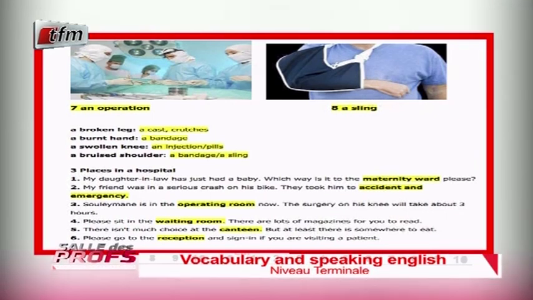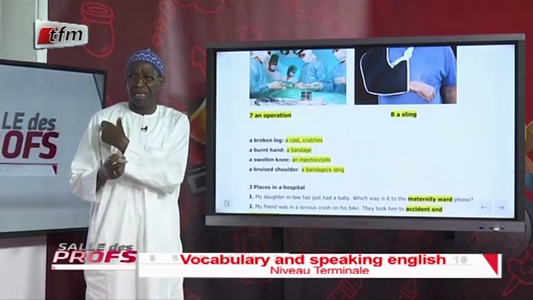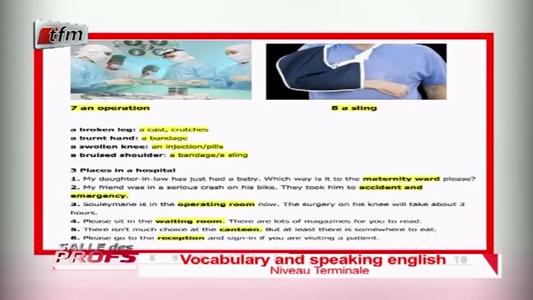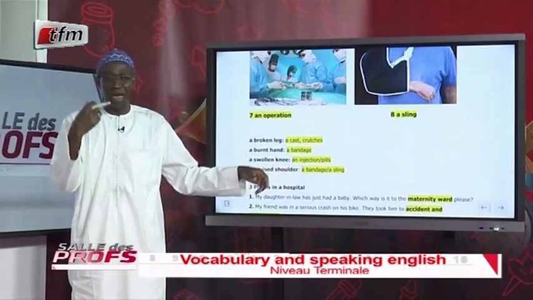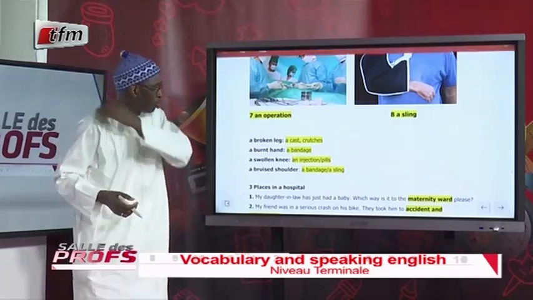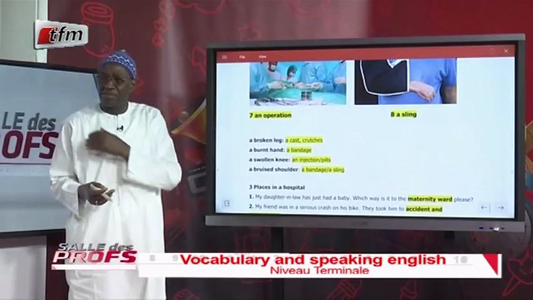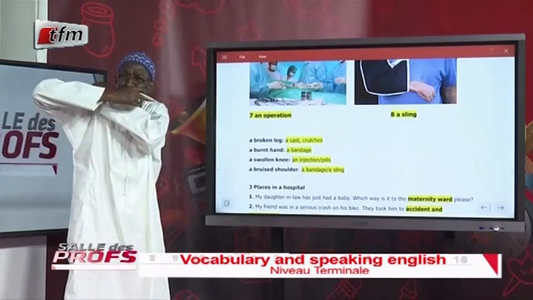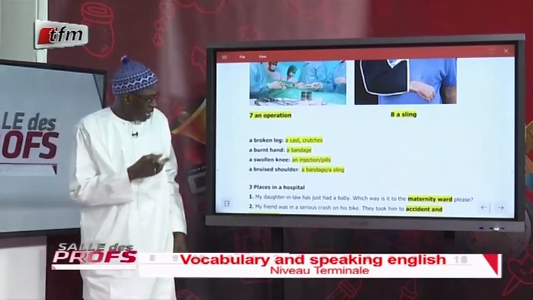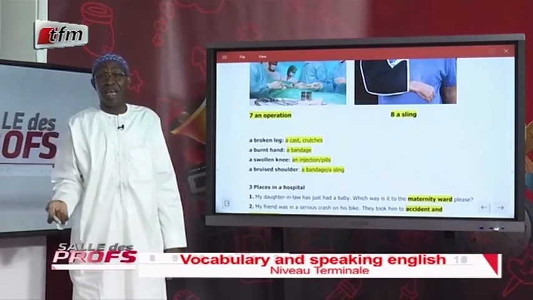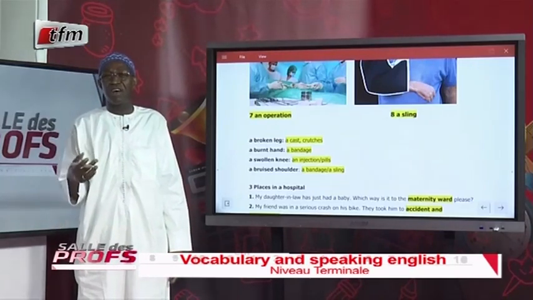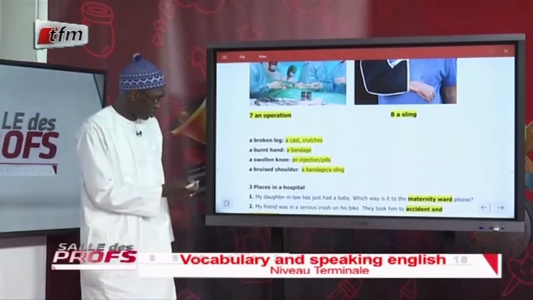For a swollen knee, you need an injection, because it might be infected. So you need an injection to treat it inside. And also you need some pills for antibiotics. A bruised shoulder, maybe just a bandage will do, and a sling. Yeah, because it might be too heavy for you to keep it. Now, let's move on to the third activity, where we are going to discover vocabulary about places in a hospital.